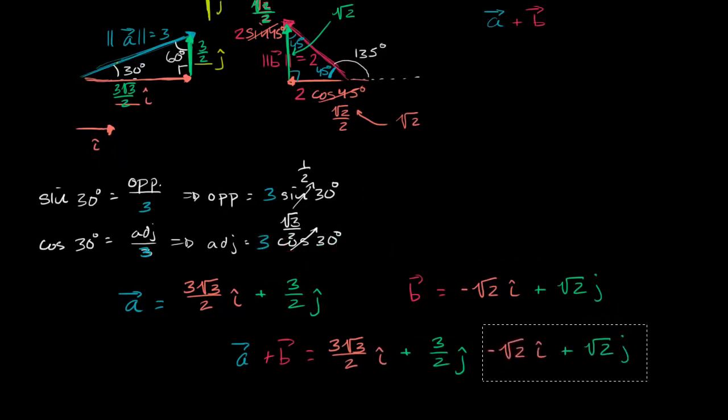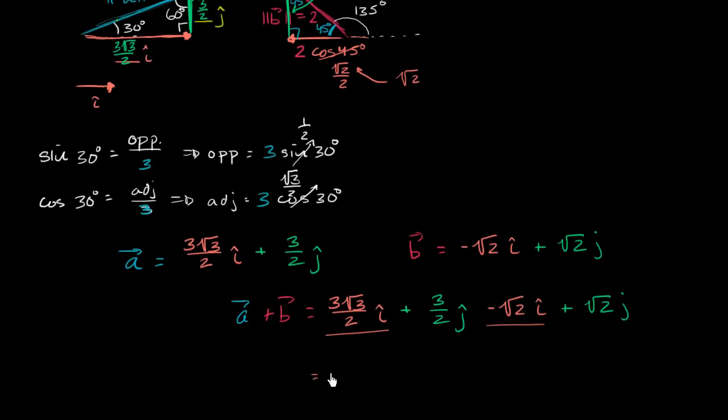But of course, we can simplify this. We can add the i unit vectors to each other. If I have 3 times the square root of 3 over 2 i's, and then I have another negative square root of 2 i's, I can add that together. So this is going to be equal to 3 times the square root of 3 over 2 minus square root of 2 times i. And then I can add this to this, and I'm going to get plus 3 halves plus square root of 2 times j.